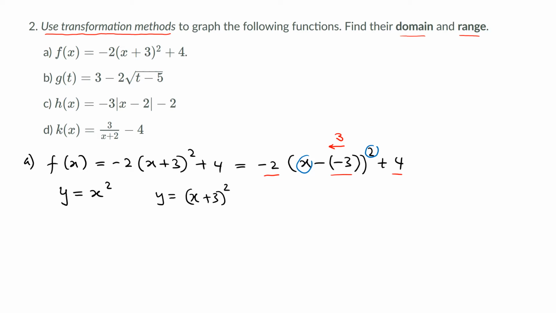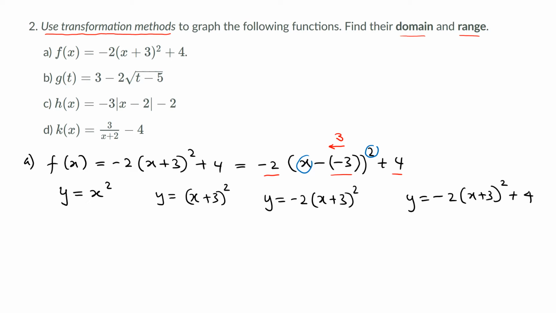And then what we have is the scaling factor. So we can go to the scaling factor next. So y equals negative 2 (x plus 3) squared. Now the only thing left is y equals negative 2 (x plus 3) squared plus 4. So those are the steps we're going to go through every time. Good. So let's see what happened in each case.